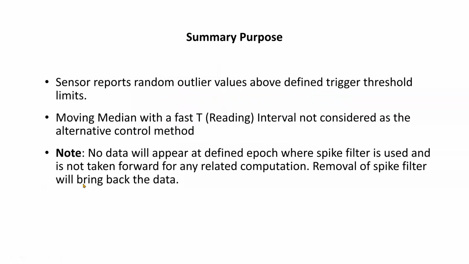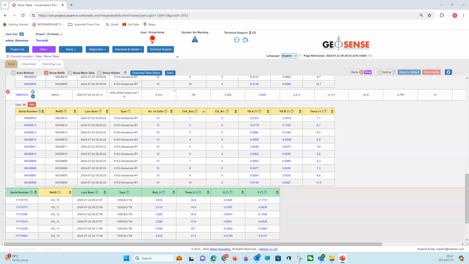And the third point is just to note that no data will appear at the defined epoch when the spike filter is used. And therefore, it's obviously not taken forward for any related computation, for example, in an IPI cumulative computation. You can remove the spike filter at any time, and obviously that brings back the data as it was before.